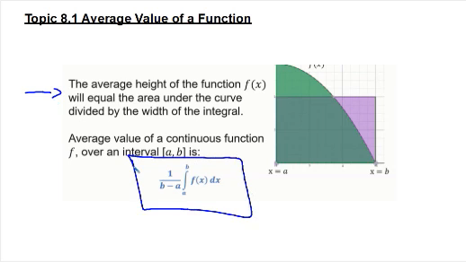Basically, we're finding the definite integral, but then we're multiplying it by this little piece right here, by 1 divided by b minus a. It's just the definite integral, but then we're multiplying it by that 1 over b minus a. And b minus a, of course, is the distance from there to there. All right?